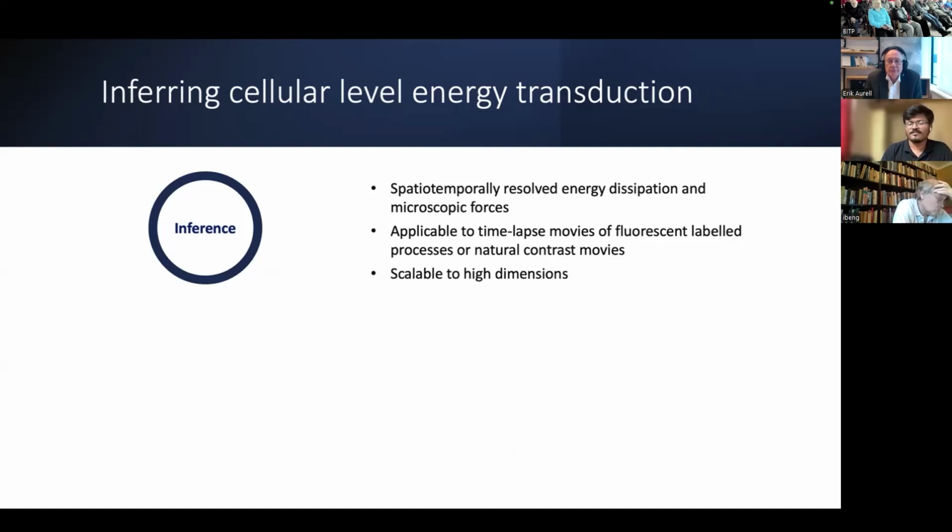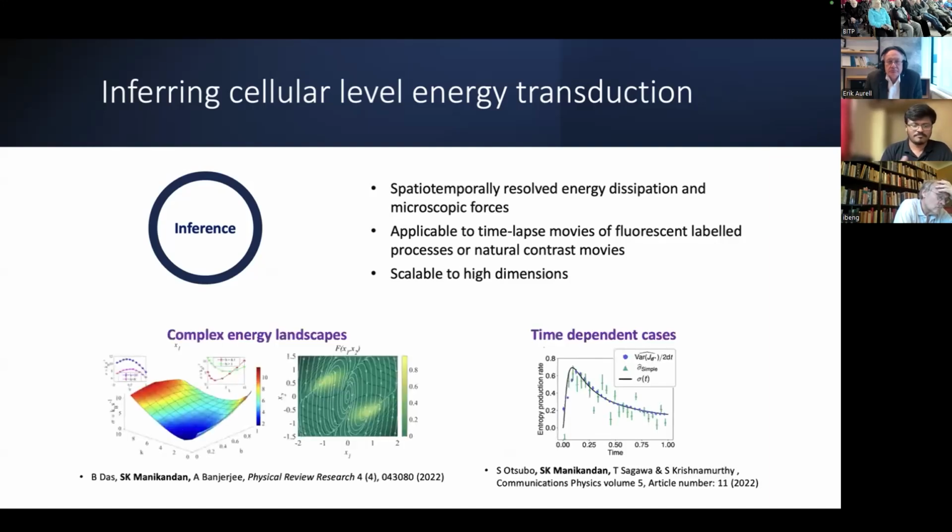Since we are able to use neural networks in this procedure, we can easily scale it to higher dimensions. And as I discussed, we have shown that this method works, at least theoretically, for systems having complex energy landscapes. And even if there is an explicit time-dependent driving, you can still use this method to measure dissipation.